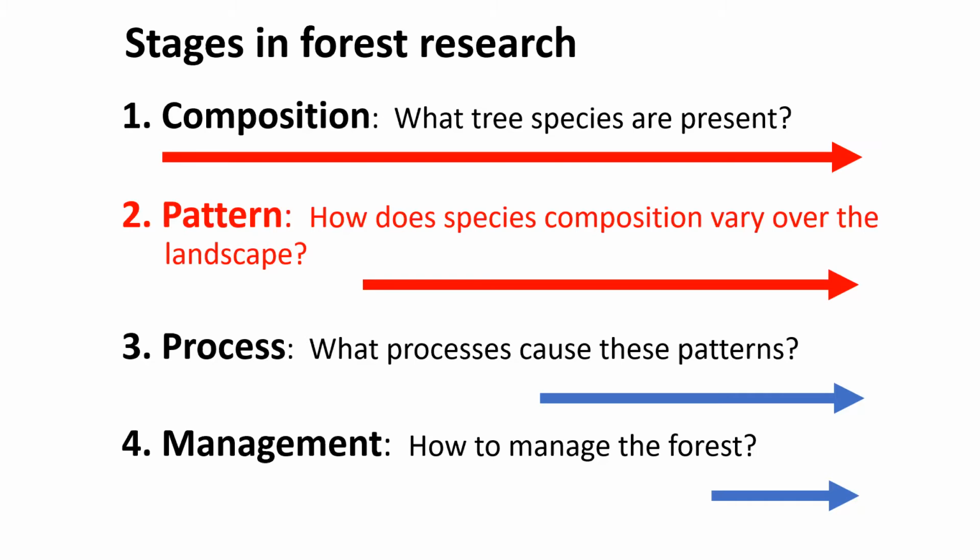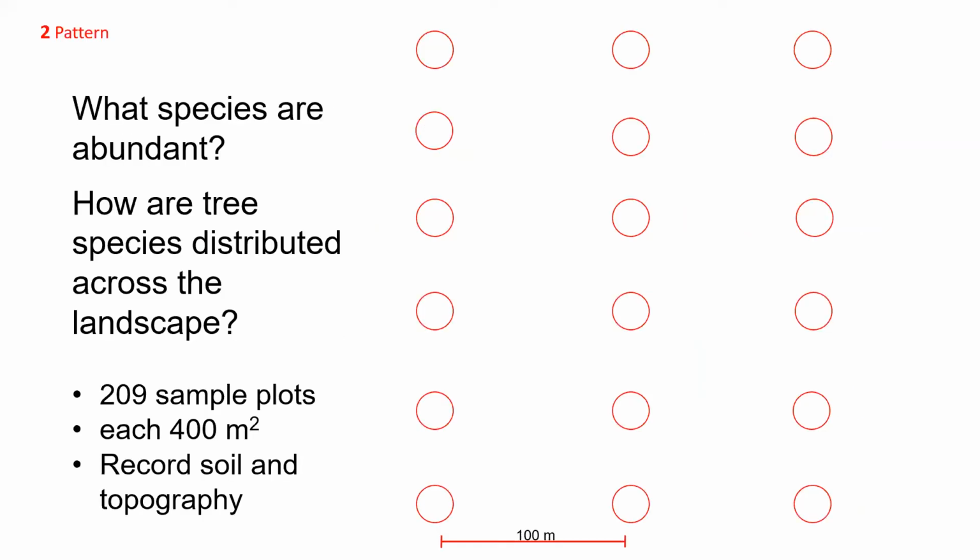So composition was a big challenge. It was a lot of fun. And then we began to work on patterns. And the questions there were, what species are abundant? How are tree species distributed across the landscape?